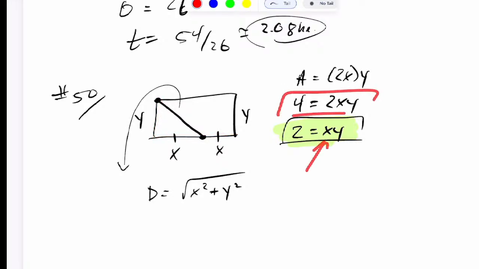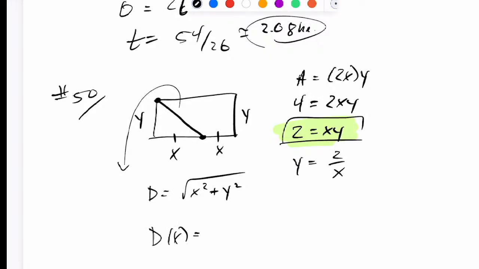So therefore I know that 2 equals xy. So I can isolate for y here. I get y is 2 over x. And therefore my distance formula that I'm looking to minimize is going to look like this. So I'm looking to minimize this expression.